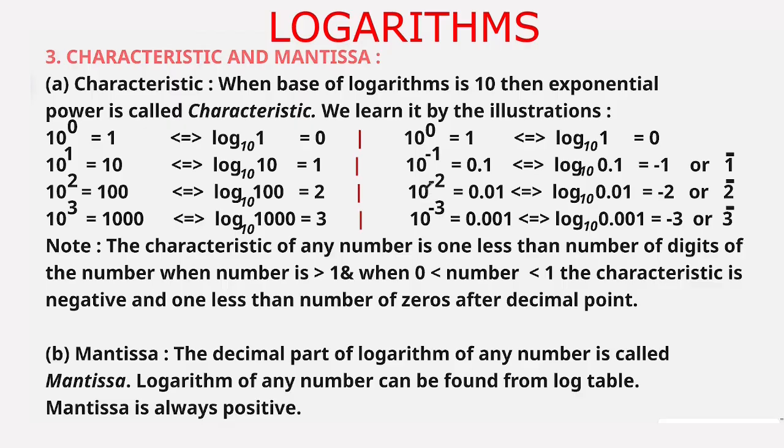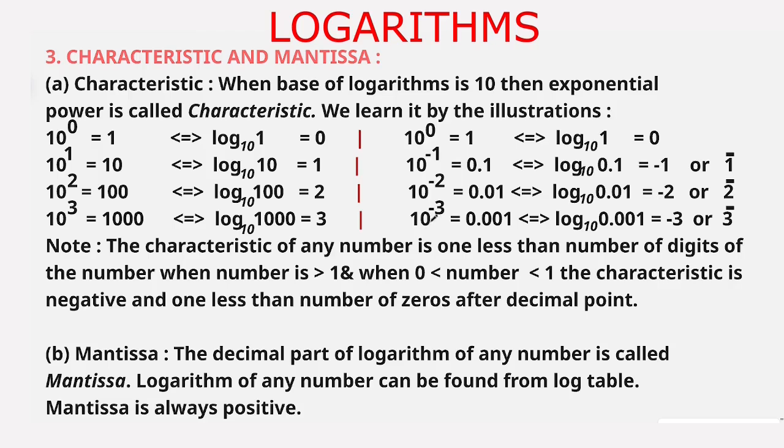In 10 to the power minus 2, which is equal to 0.01, the number of zeros after the decimal point is 1. This gives characteristic minus 2, because the number of zeros after the decimal point and before the digit is 1. Therefore the characteristic is minus 2, negative and 1 less than the number of zeros between the decimal point and the digit.